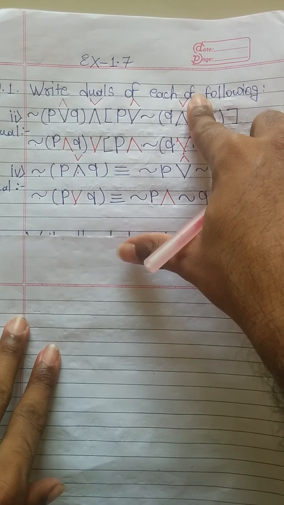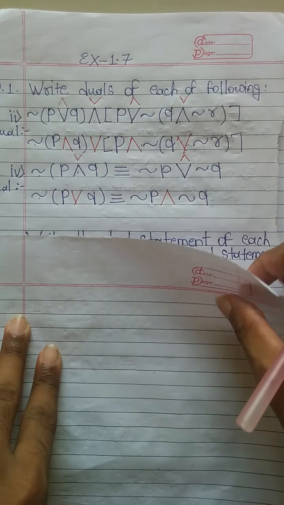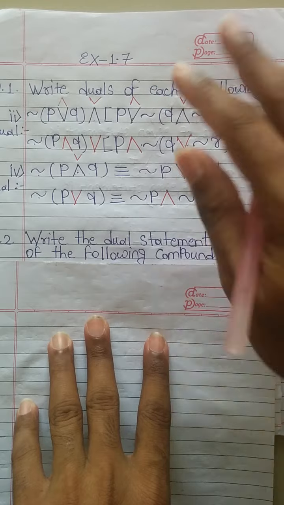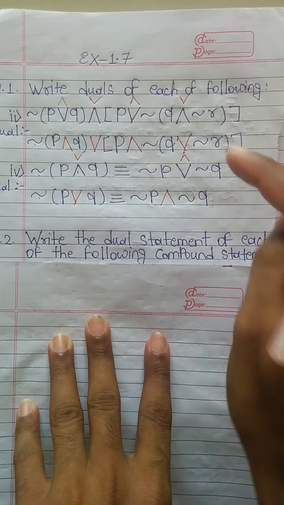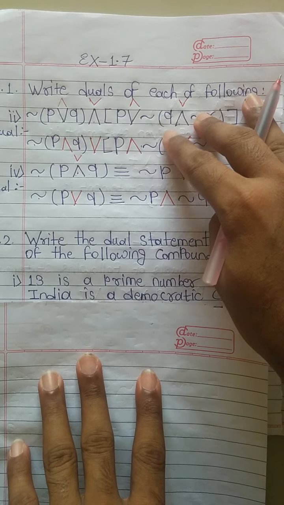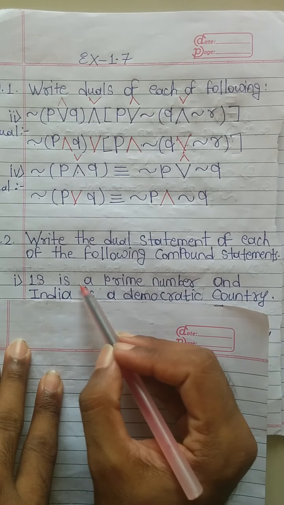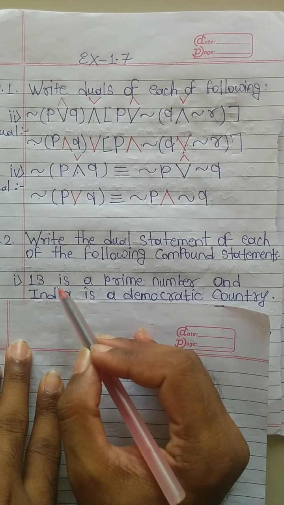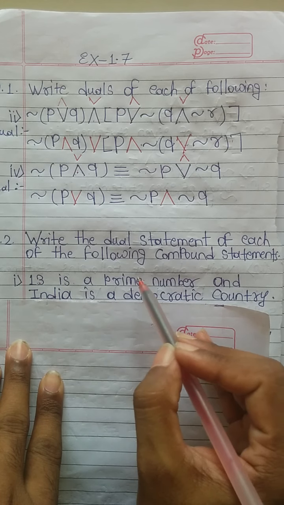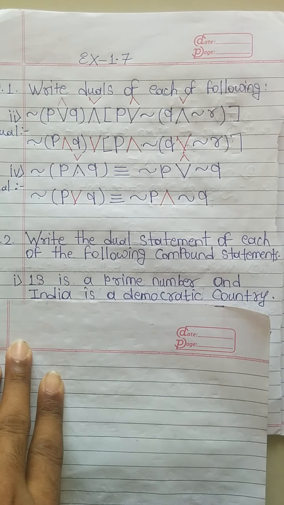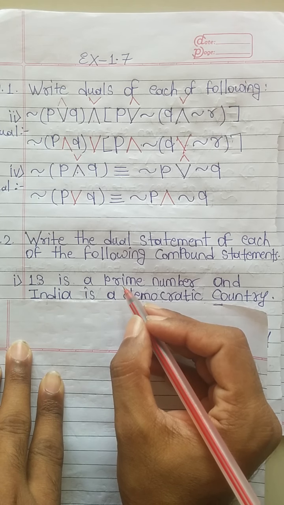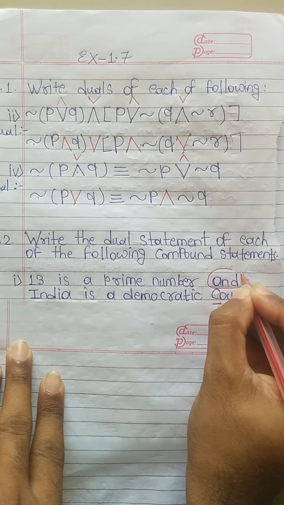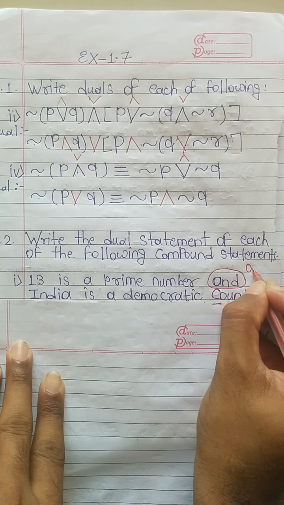Now the third one: if the given statement is in verbal form, then how to find the dual of the given statement? Question number 2, write the dual statement of each of the following statements. The question is: 13 is a prime number and India is a democratic country. This is a compound statement. All of you know that while finding the dual, "and" is replaced by "or".